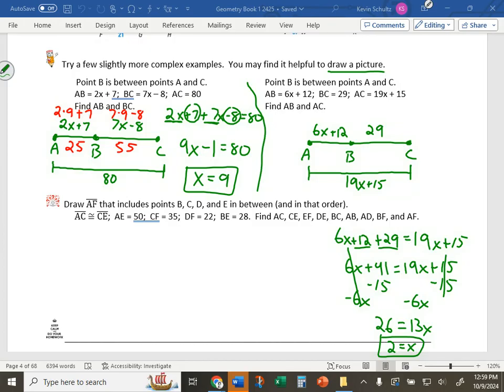So if x is 2, 6 times 2 plus 12 is 24. And 24 plus 29 should equal 53, which 19 times 2 plus 15 does.